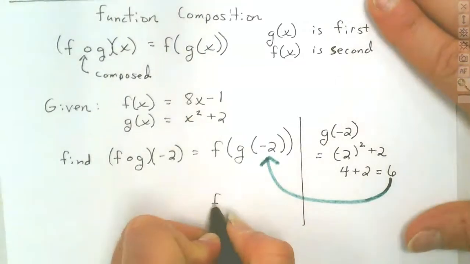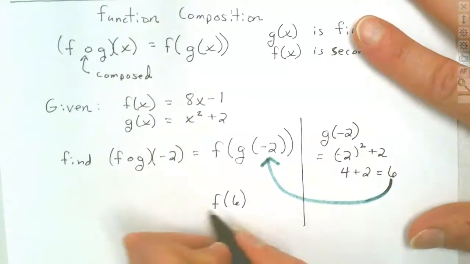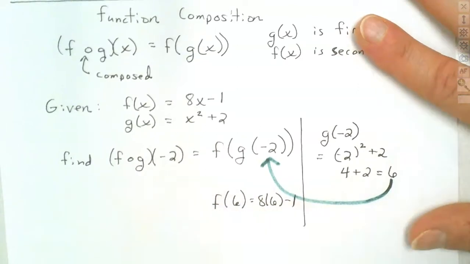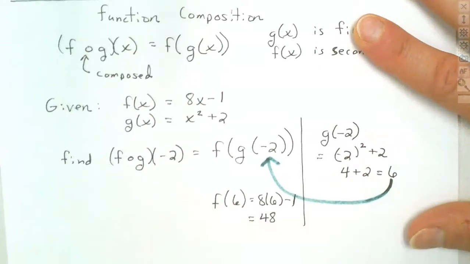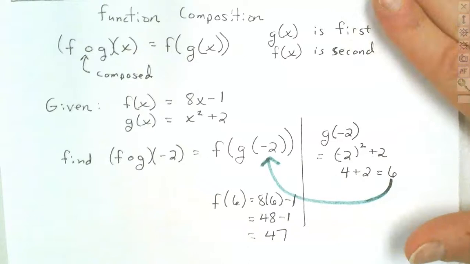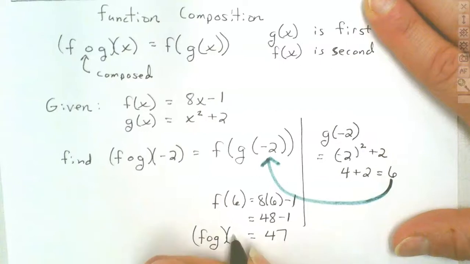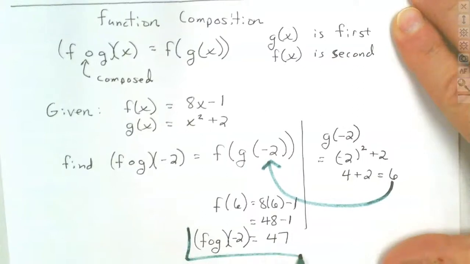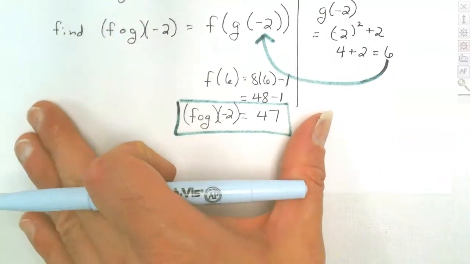And so now we need to find f of 6, and f of 6 is easy enough to get. F of 6 would be 8 times 6 minus 1. And 8 times 6 is that 48. Minus 1 makes it then 47. So f composed with g of negative 2 is 47. Number in, number out. So you just plug one inside of the other.